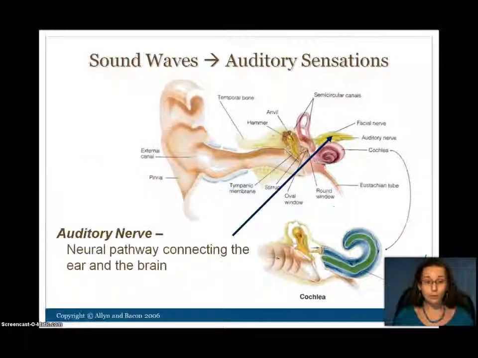And once it's a neural impulse, then we can go ahead and move it to the auditory nerve. So you'll see that the auditory nerve is sitting right on top of the cochlea. So we have all of the processing going on inside the cochlea, and then once it becomes a neural impulse, then we're able to send it out through the auditory nerve.